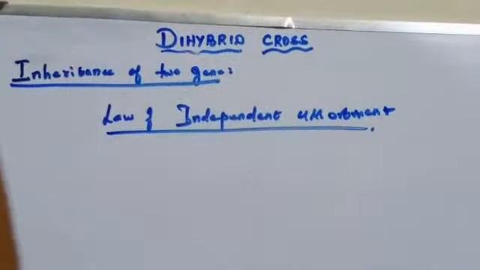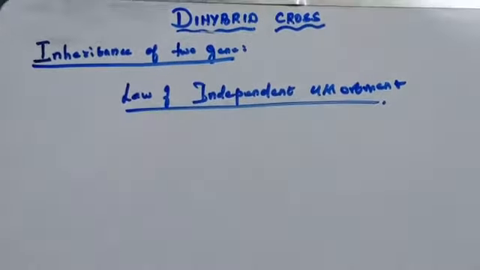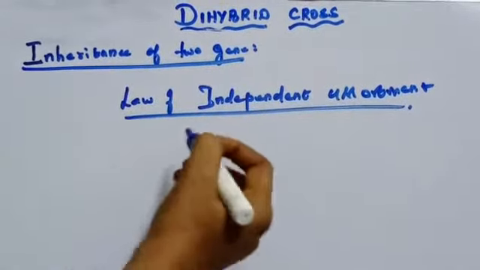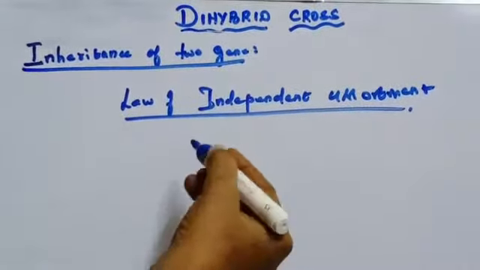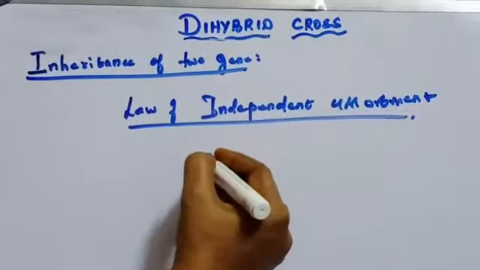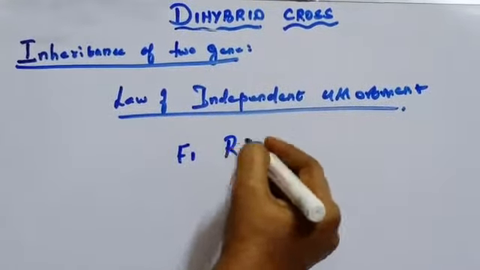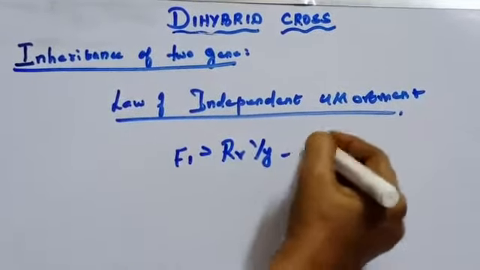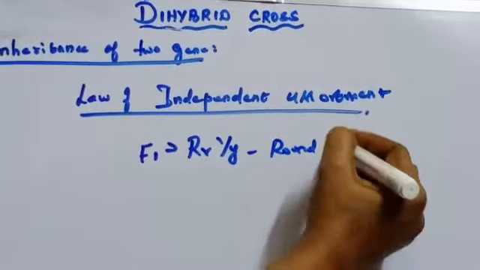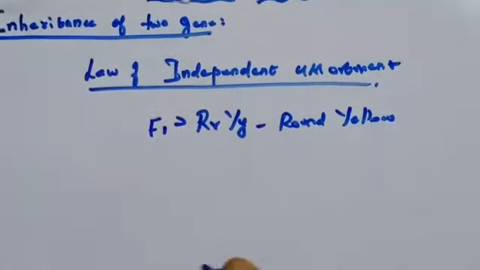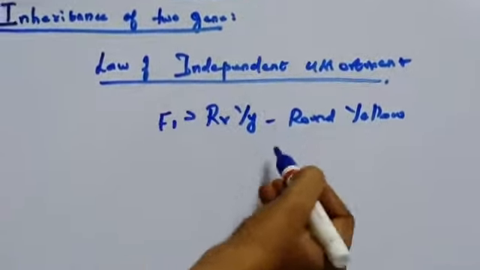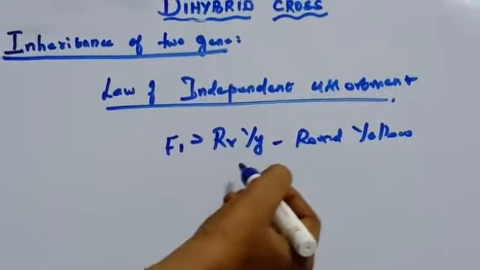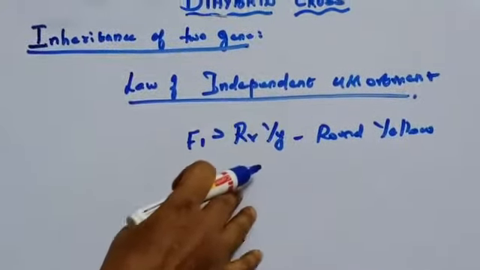Now we'll see this law of independent assortment. This law states that when 2 pairs of independent alleles are brought together in F1 hybrid, that is F1 hybrid, we got what? The F1 progeny is round yellow. So when 2 pairs of alleles are brought together in F1 hybrid, then they show independent dominant effects.